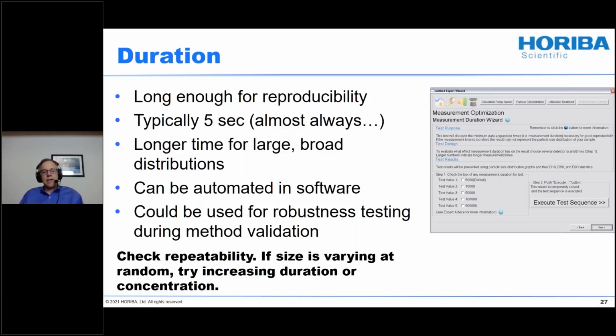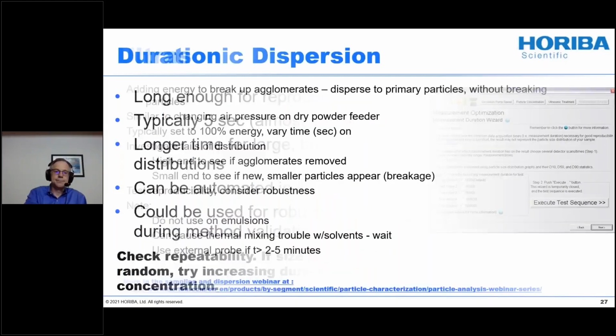If your size is varying at random, you can try increasing the duration or the concentration. So if you're seeing poor repeatability, and it's poor and random, you're looking at duration or concentration. If it's systematically going down, then it's probably settling. If it's systematically going up, you might be dissolving your small particles. So you can learn all that in repeatability, and that will make reproducibility correspondingly easier.